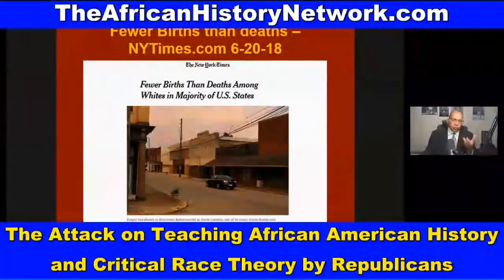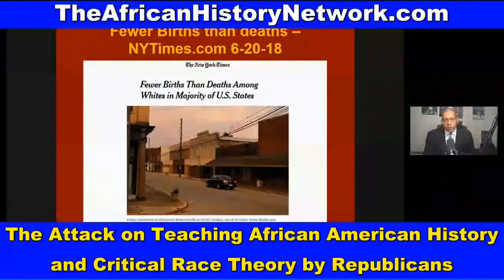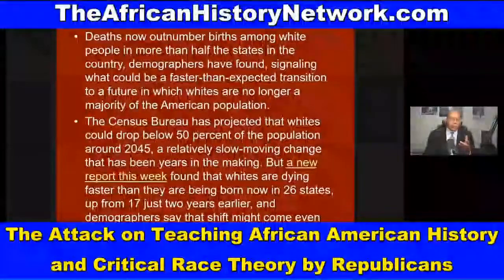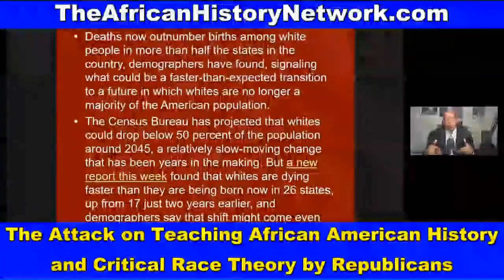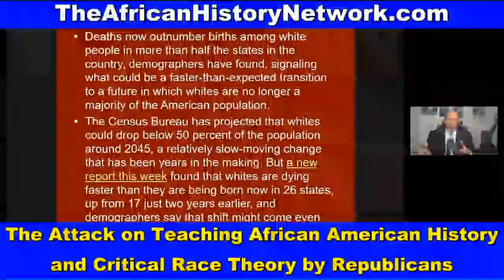So if we look at this article here from June 20th, 2018 from the New York Times, fewer births than deaths among whites in majority of U.S. states. Okay. And in this article from the New York Times, it talks about how deaths now outnumber births among white people in more than half the states in the country.